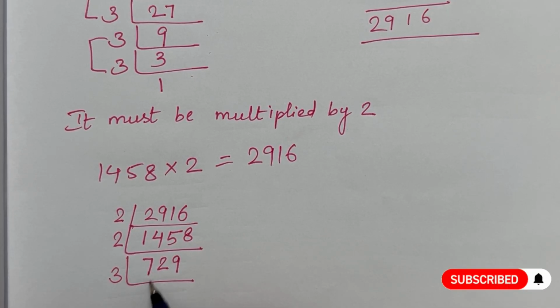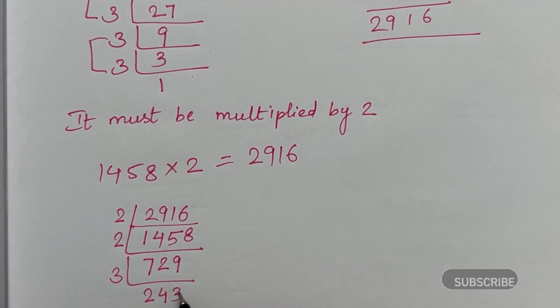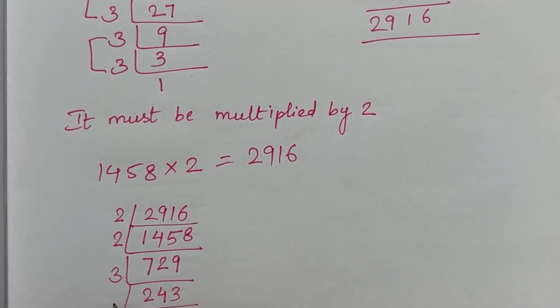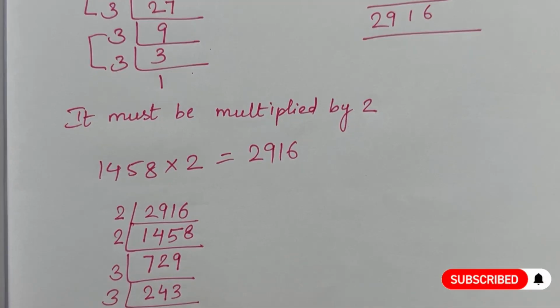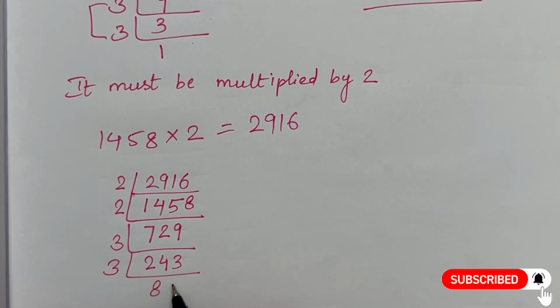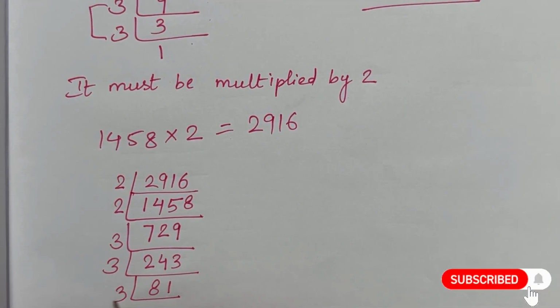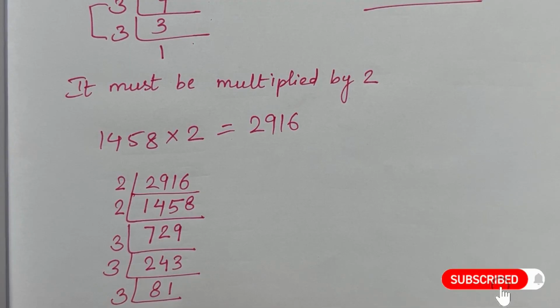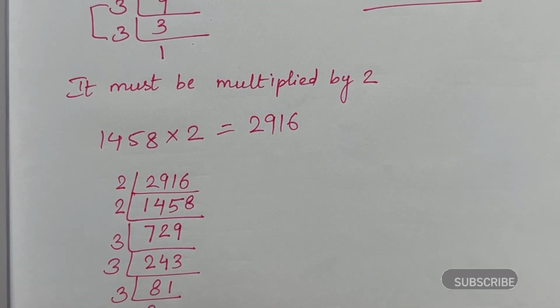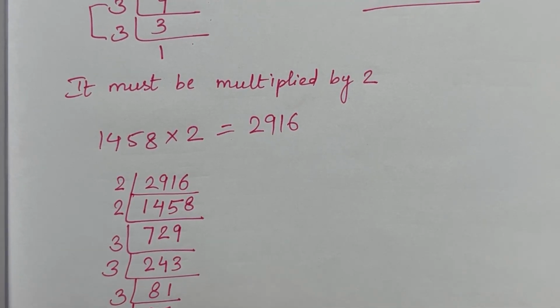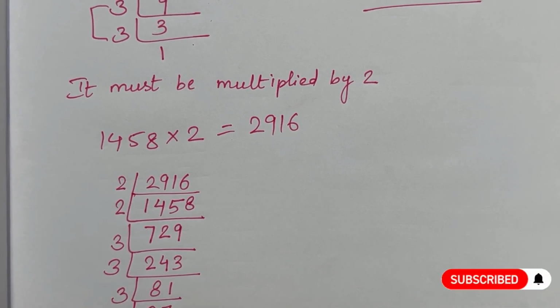7 will not come. 6 comes 2 times. 1 left. 1 to 12. 12 comes 4 times in the table of 3, and 9 comes 3 times in the table of 3. Okay. Now this is divisible by 3. 81. Again this is divisible by 3. 27. Again 3, 9.